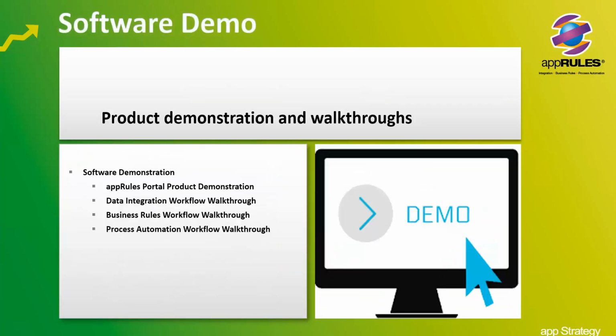Now that we've got all the introductory stuff out of the way, it is time to see appRules Portal in action. We will break up the demos into sections. First, we'll do a general overview of the product, touching on most of the key features, including our flexible toolbox configuration and powerful activity libraries. We will also show how to configure connectors in our easy-to-use designer for composing powerful workflows. Next, we'll do a walkthrough of a simple data integration workflow. Then, we do a walkthrough of a simple and yet powerful business rules project. And we end the demo with a walkthrough of a process automation workflow.